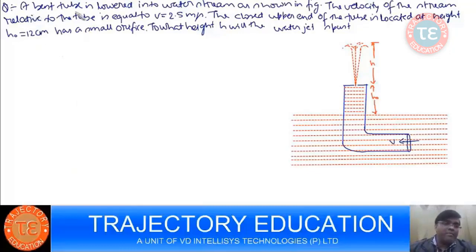You have a bent tube which is lowered into a water stream as shown in the figure. The velocity of the stream relative to the tube is 2.5 meter per second. This V is given to you. And the closed upper end of the tube is located at height h naught and has a small orifice. To what height h will the water jet spurt?